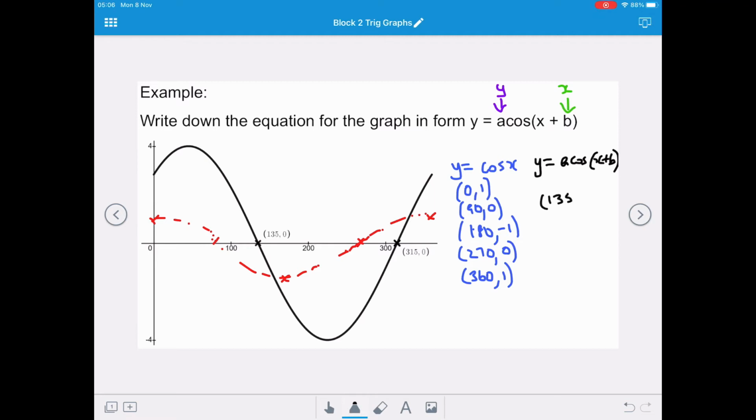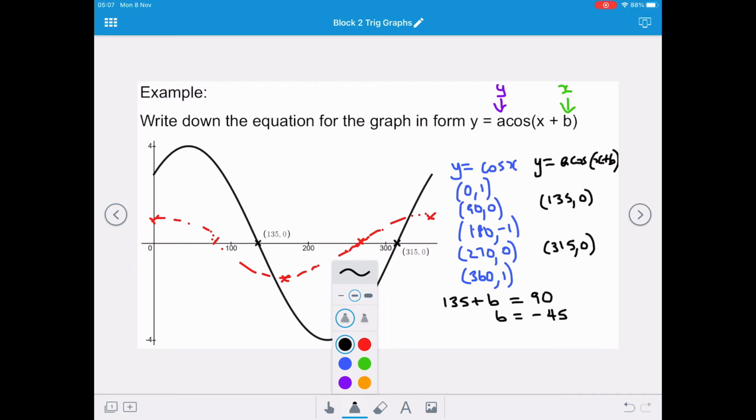On the graph, we've been given two roots, one at 135, 0, which corresponds to our 90, 0 root on our original curve, and we've got 315, 0, which corresponds to our 270, 0 on our original curve. So we're going to set up an equation to solve for b. We're going to replace the x with 135, and 135 plus b is going to equal 90. So if we take away 135 from both sides, we get b equals negative 45. Now remember to make sure that this works for your other root: if we do 315 take away 45, we get 270, which is the key point on our original curve.